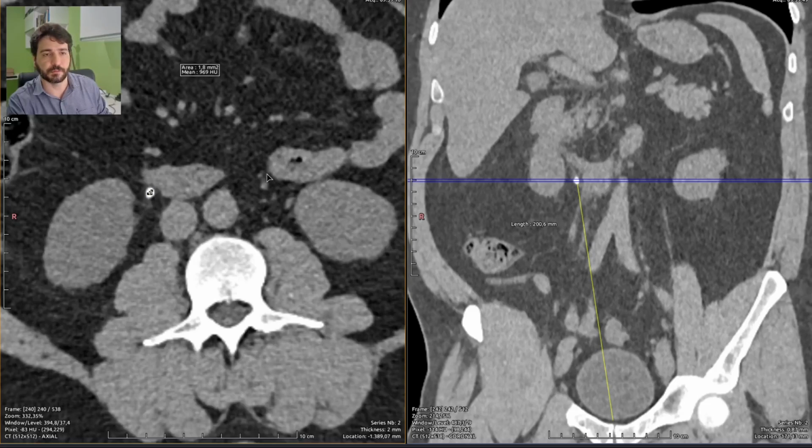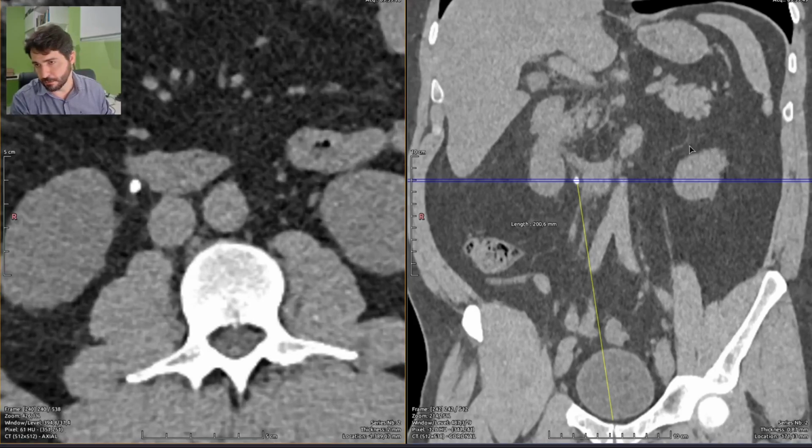It's almost 1000 Hounsfield units, and I'm going to measure it on the axial plane, because the reconstructed MPR coronal plane may distort the images, and I may measure the stone in an exaggerated way, making it harder for the patient than it actually is. So this is a 5 millimeter stone at 1000 Hounsfield units, so it's pretty solid.